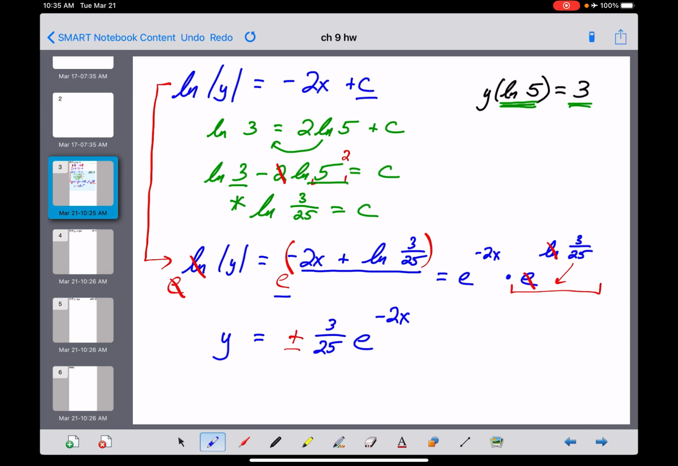So where are we, guys? We solved for C. We got that right over here. We then went back to the original form of the solution that we had, and we've isolated the y. We're in great shape right now.